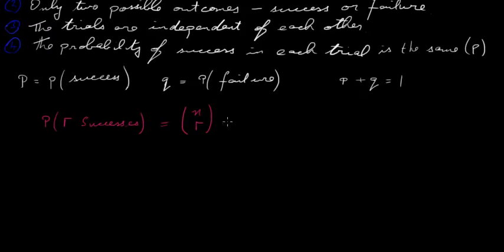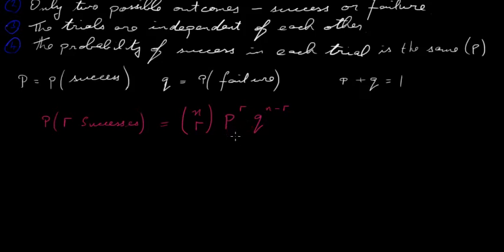n is the number of trials, and r is the number of successes here, and it's going to be multiplied by p, which is the probability of success, to the power of r. We're going to have q, which is the probability of failure, to the power of n minus r. So this is our formula that we're going to use in Bernoulli trials.